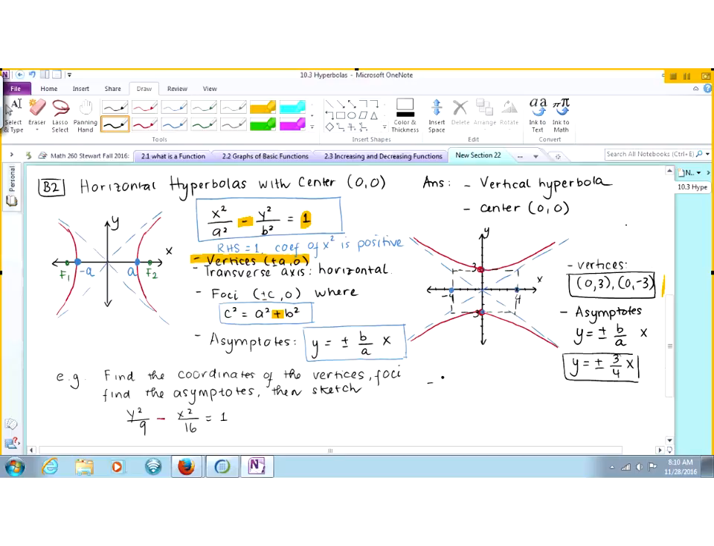Now, what about the foci? How do I find the foci? Well, can I get it from my graph? Not really. We have to calculate it. So what letter do we use for foci? c squared is equal to a squared plus b squared, right? So c squared is 9 plus 16. No, actually, a squared is 16. 16 plus 9, so c squared is equal to 25. What is c? 5.